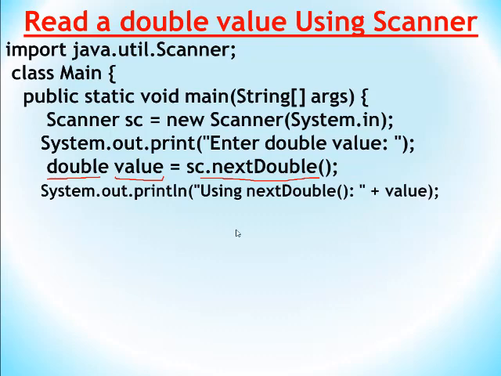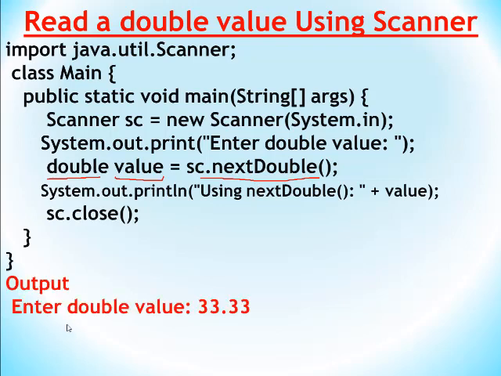Now this statement will print the value entered by the user. So if you execute the code, it will print the message, enter double value, and if you enter any value, the next println statement will print the same value which was entered here. So using nextDouble you can enter a double type of value.